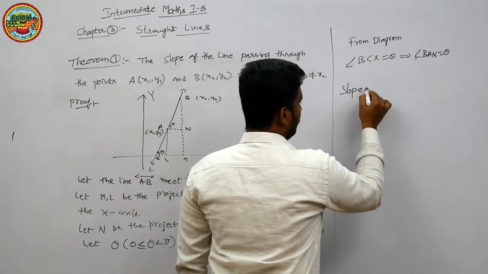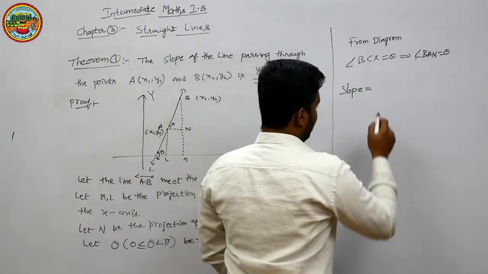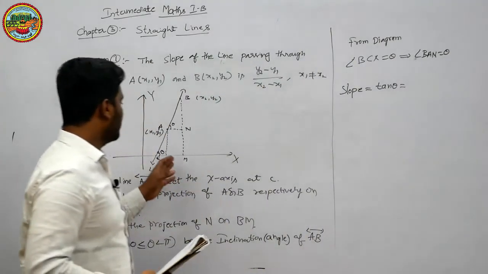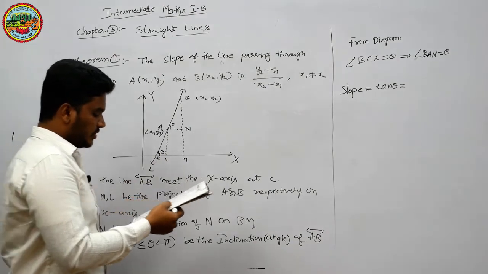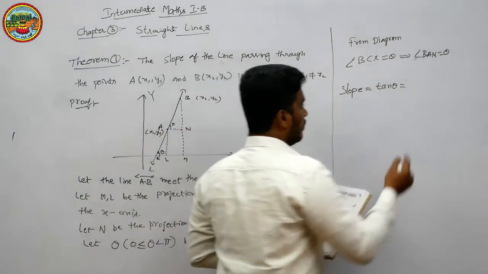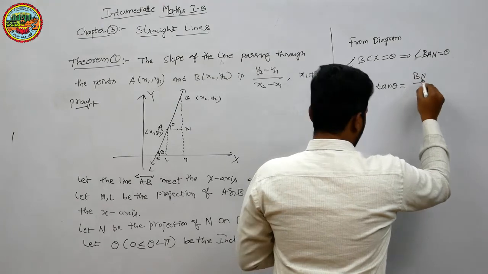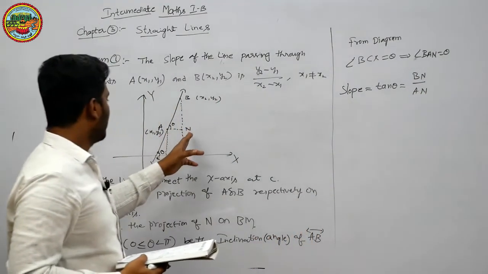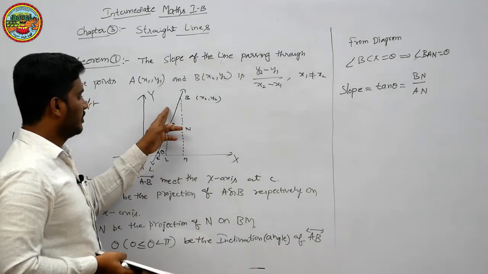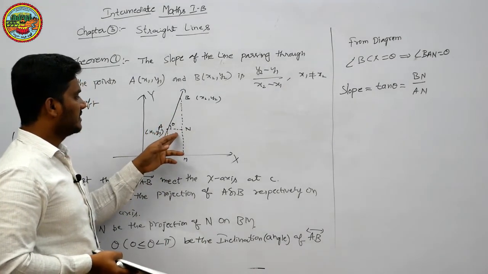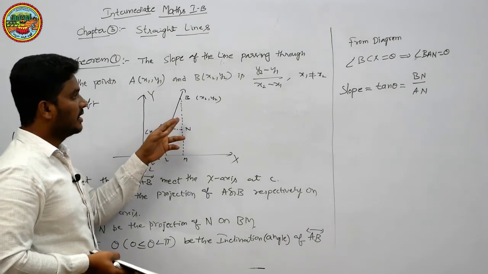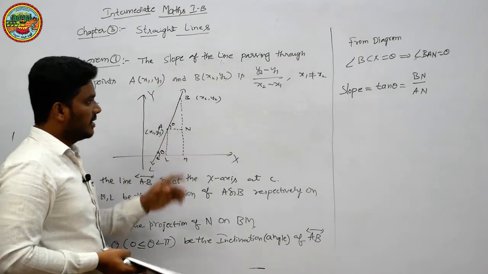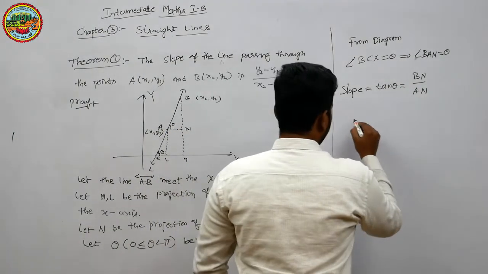Then we have to find the slope. The slope is equal to tan theta, which is opposite side by adjacent side, that is BN by AN. In this triangle, taking the angle theta, tan theta is the opposite side by the adjacent side, BN by AN.